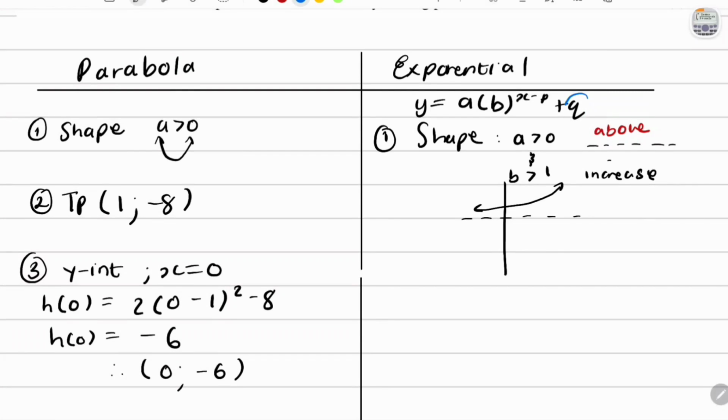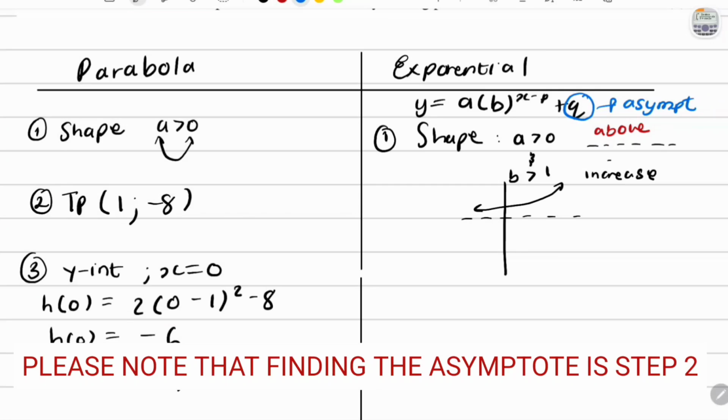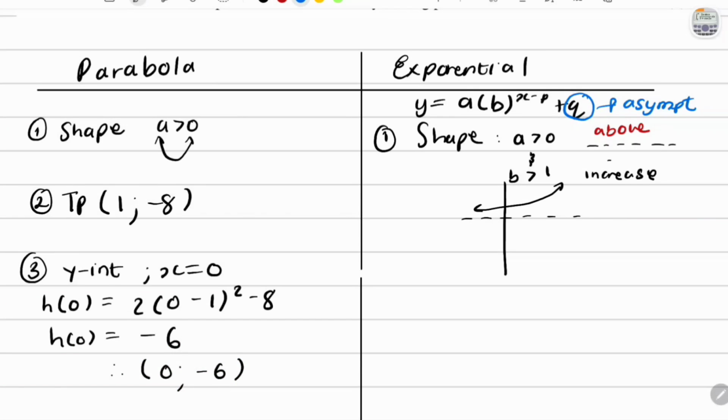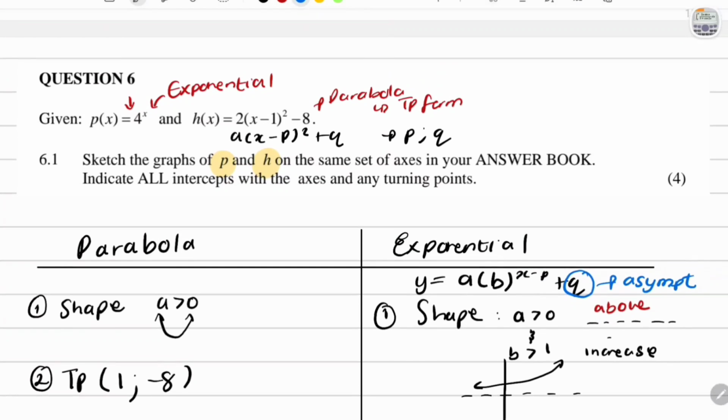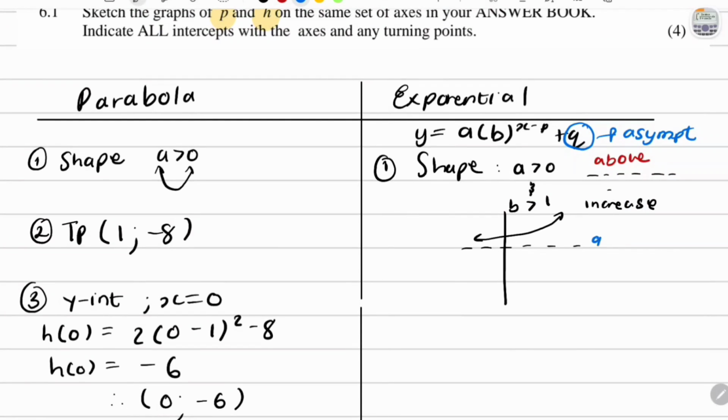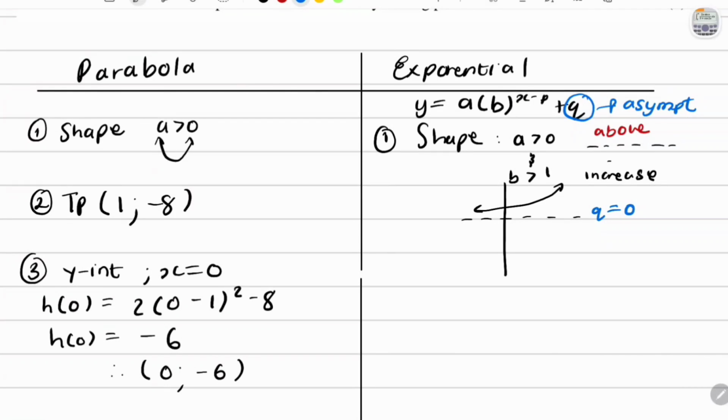Now, the asymptote is the value of q. That is your asymptote. I'll just call it an asymp. And how do we find that? That is whatever is being added to your exponential function. We just have 4 to the power of x and we have nothing. So it means that the value of your asymptote q is actually equal to 0. So here's the thing about finding out whether it actually has an x-intercept or not.